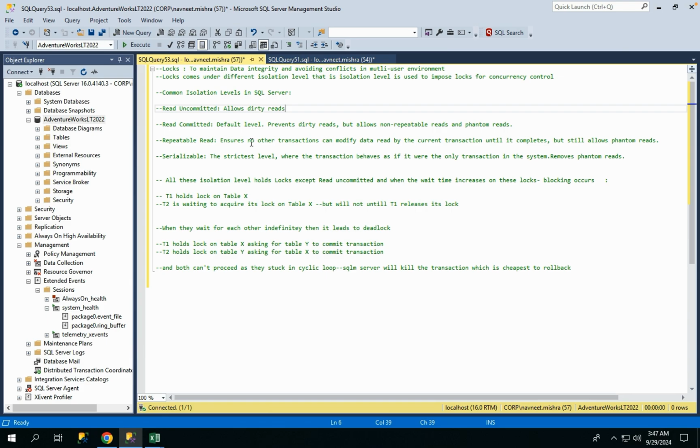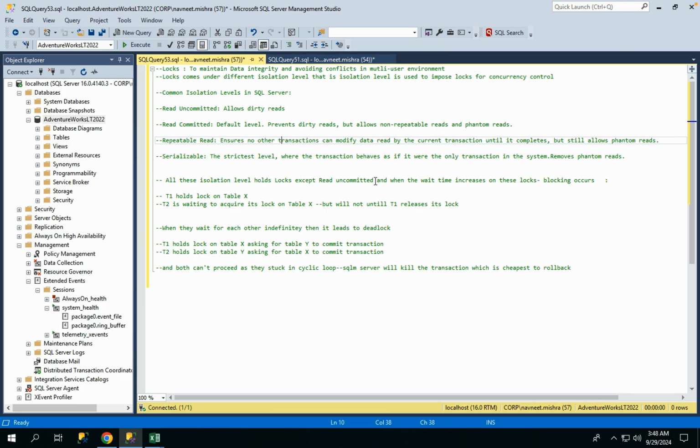It is very confusing to understand what locks are and how they are related to isolation level, how lock converts into blocking and how blocking converts to deadlock. Now, all these isolation levels hold locks except read uncommitted. Uncommitted means it is reading all the dirty reads, so it is not suitable for the database environment. Since all the other isolation levels hold locks, some locks in every case will be imposed on the required data to access.